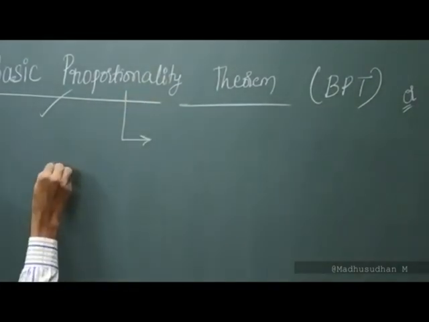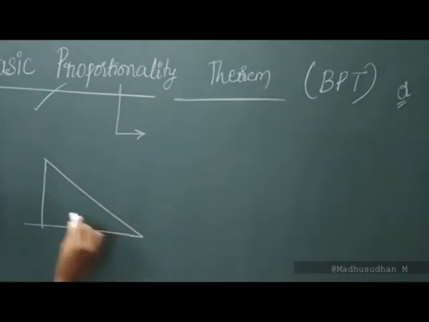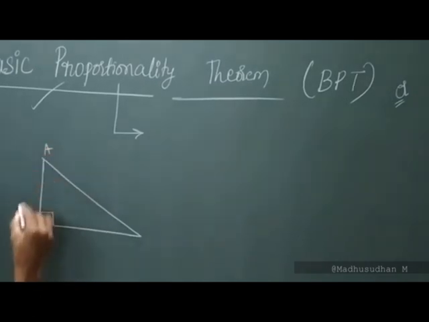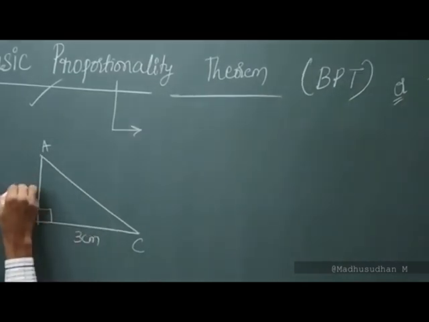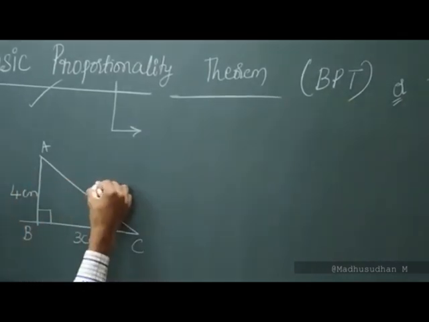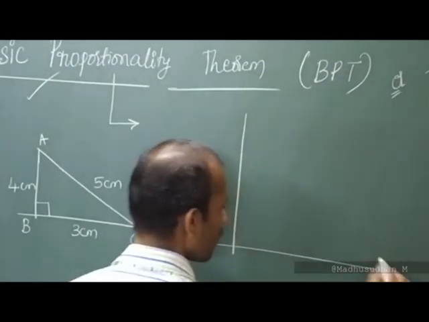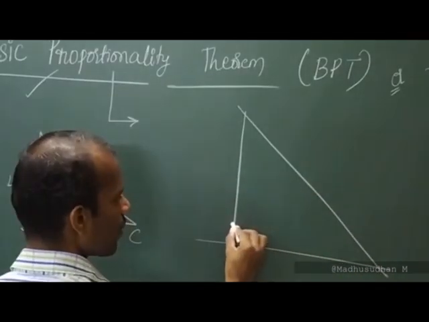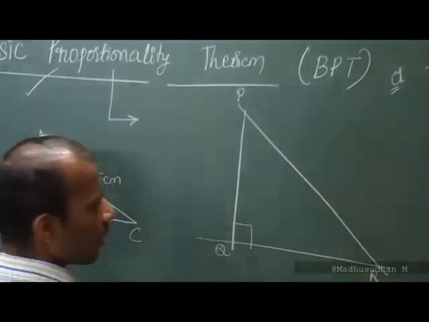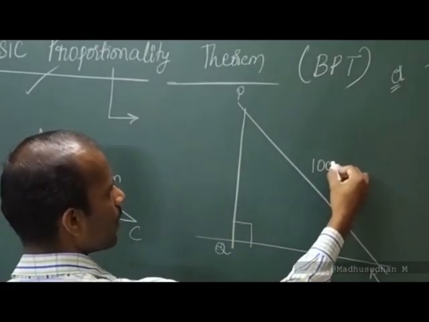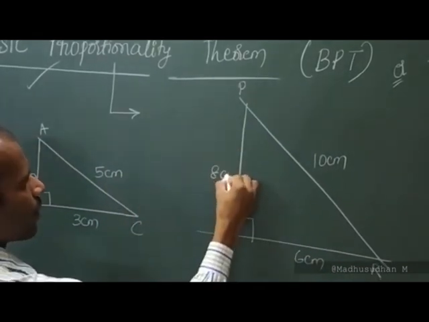So suppose I have two triangles like this. This is one right angle triangle. Let me write, this is ABC here. So this is 3 centimeters, this is 4 centimeters, and this is 5 centimeters. And I have one more right angle triangle. Let me call this P, this Q and this R. And let this be 10 centimeters, this is 6 centimeters and this is 8 centimeters.